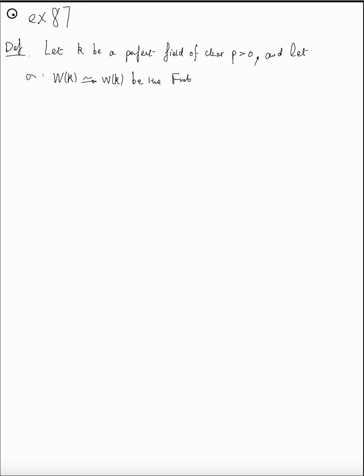Definition: let small k be a perfect field of characteristic p, and let small sigma, W(k) isomorphic to itself, be the Frobenius map. More precisely, automorphism.